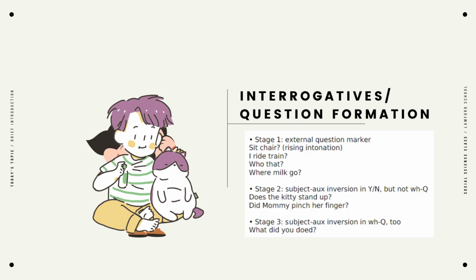For example, external question marker, I will read the examples. In the first stage: sit chair, I ride train, who that? Where milk go? And in stage 2, it becomes more complex: Does the kitty stand up? Did mommy pinch her finger? And in the third stage: what did you do? As you can see, it's still incorrect, but that's because they're applying different rules in grammar and trying to learn.